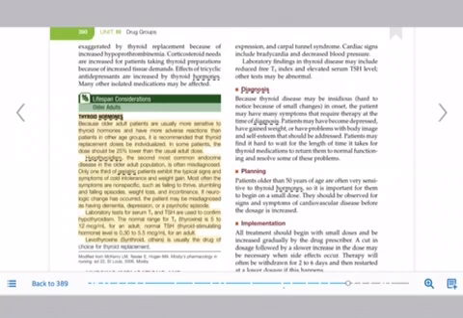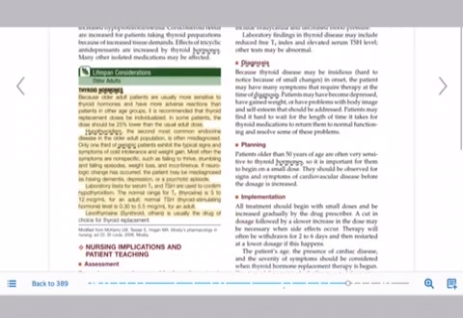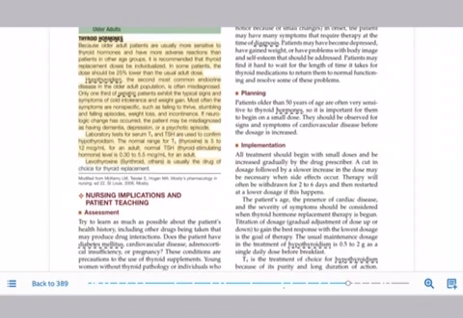Okay, I want you to highlight. You can see I have the thyroid hormone replacements for lifespan considerations of older adults. Make sure you highlight that and go over that, guys.